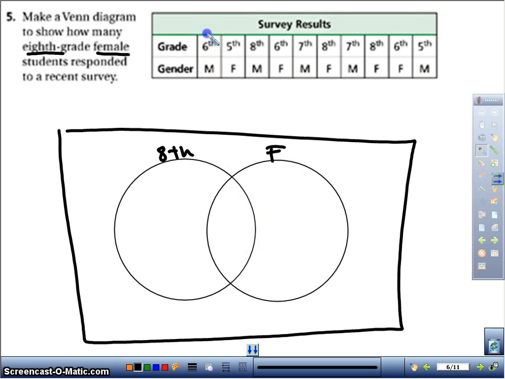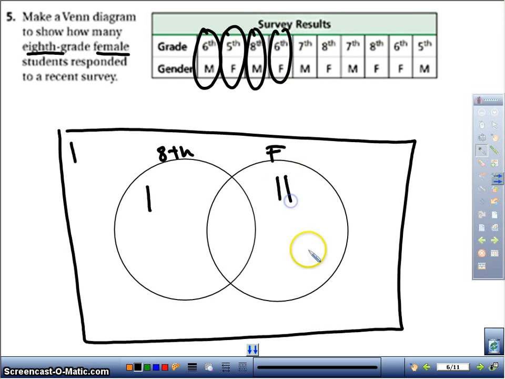So the first piece of data we have a 6th grade male. That doesn't fit either one, so I'm going to put a tick mark outside of both circles. 5th grade female, that's a female. I put a tick right in there. 8th grade male, that's an 8th grader, but not a female. 6th grade female, another tick inside the female box. 7th grade male, that's neither, so that goes outside.